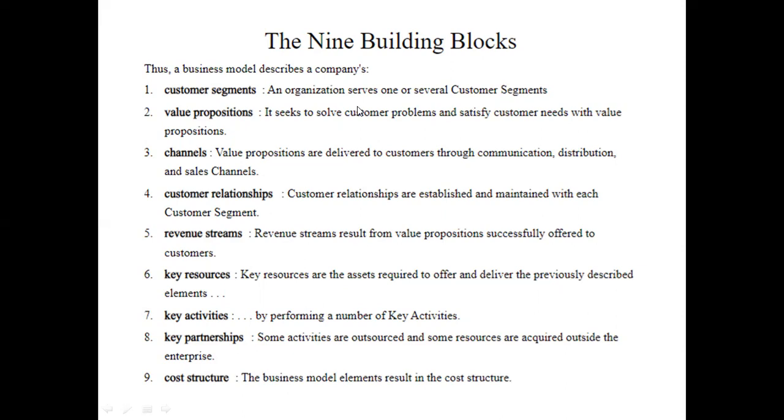Sixth one is key resources. Key resources are the assets required to offer and deliver the previously described elements. Key activities. By performing a number of key activities, and the key partnerships, some activities are outsourced and some resources are acquired outside of the enterprise. Next one is cost structure. The business model elements result in the cost structure.